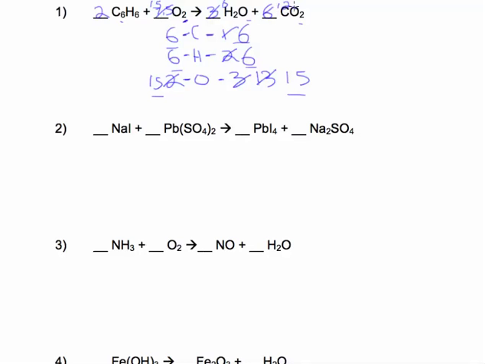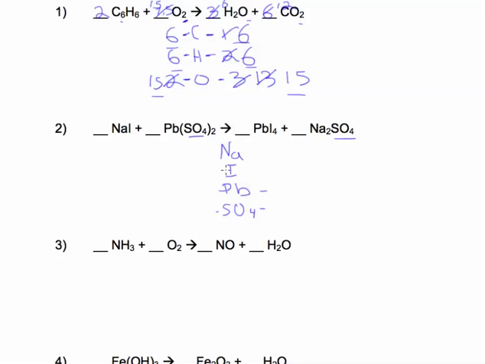Let's look at number 2. Let's do our inventory. I, lead, and let's look at this. If the polyatomic ion stays the same on both sides, you can just keep it together and count it as one thing. It will make your life easier.